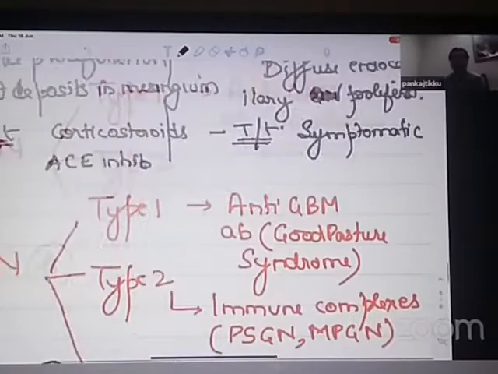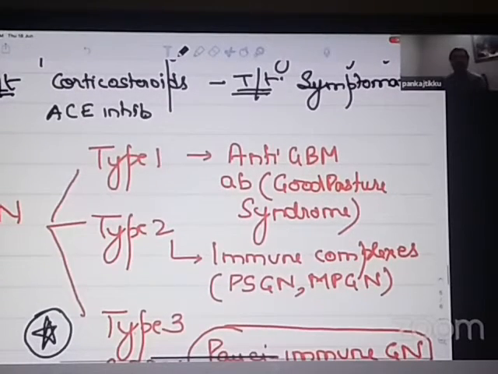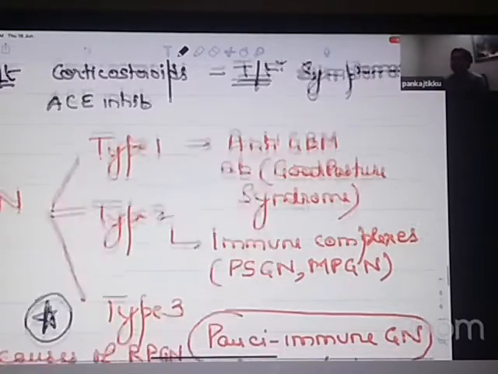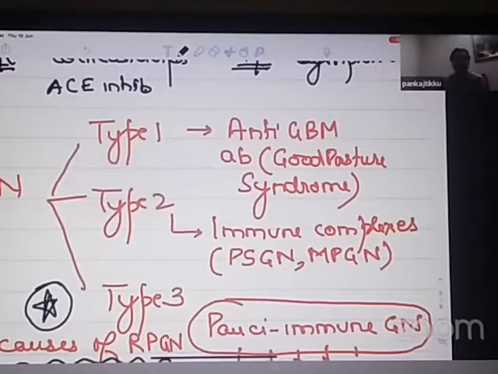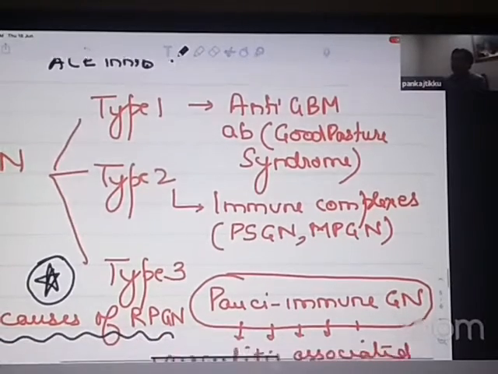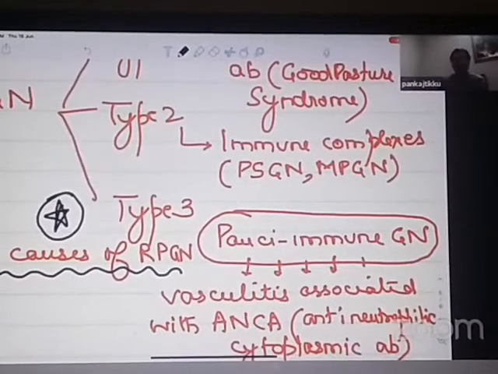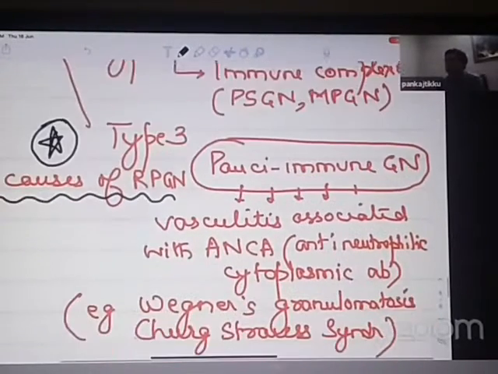So type 1 RPGN, usually occurring because of anti-glomerular basement membrane antibodies. Type 2 RPGN, usually occurring because of immune complex disorders. And type 3 RPGN, usually occurring because of pauci-immune glomerulonephritis.